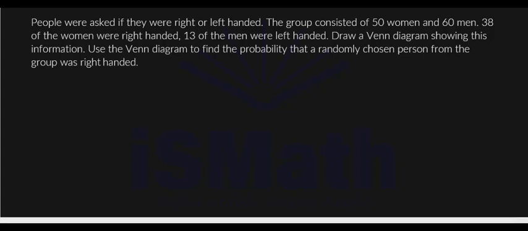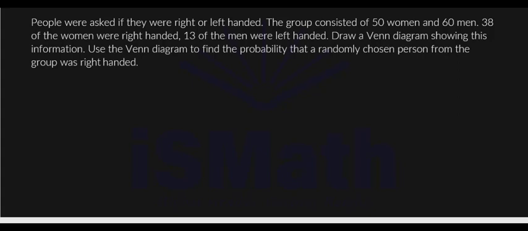So this question is on the set theory. It says people were asked if they were right or left-handed. The group consisted of 50 women and 60 men. 38 of the women were right-handed. 13 of the men were left-handed. Draw a Venn diagram showing this information.